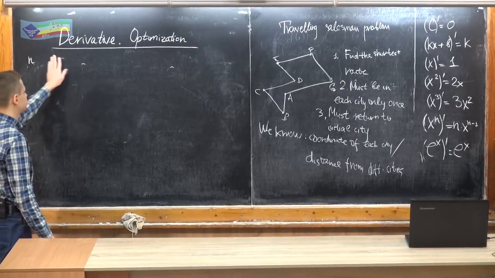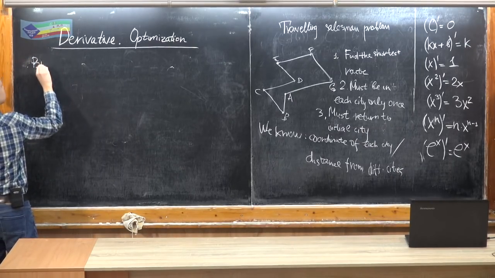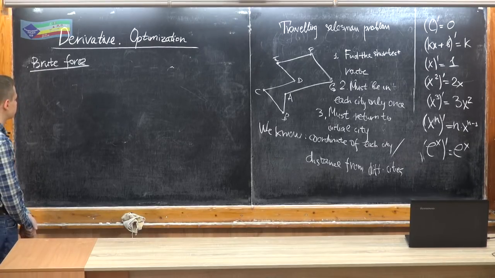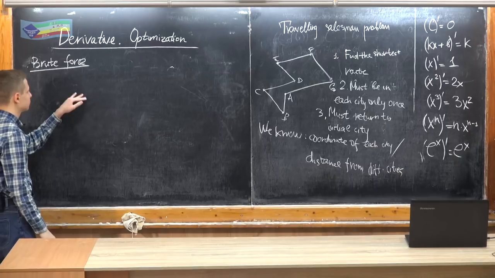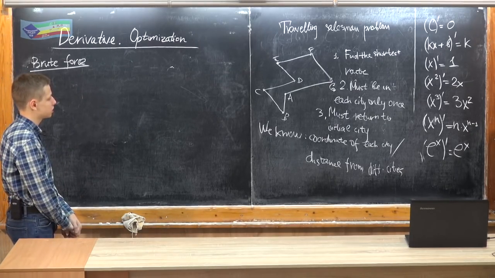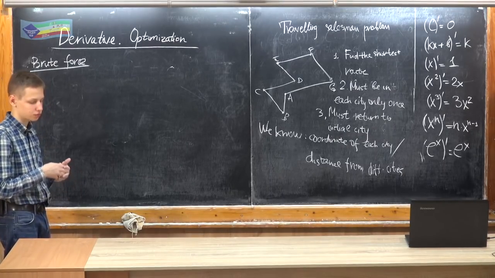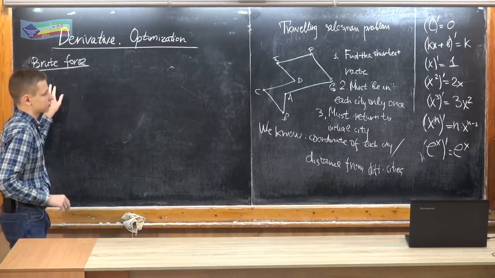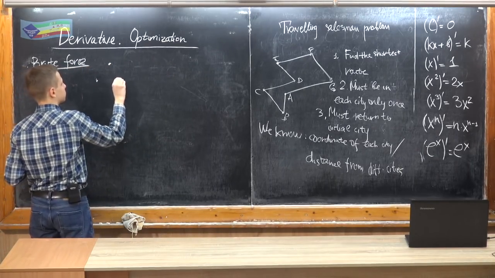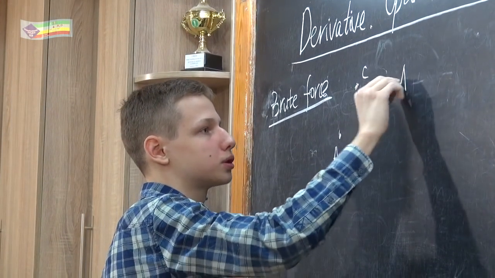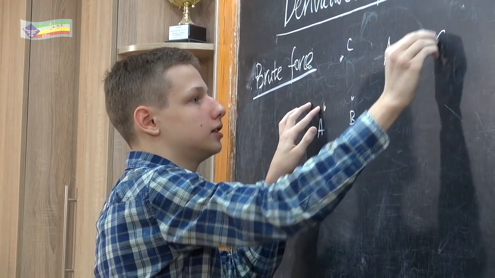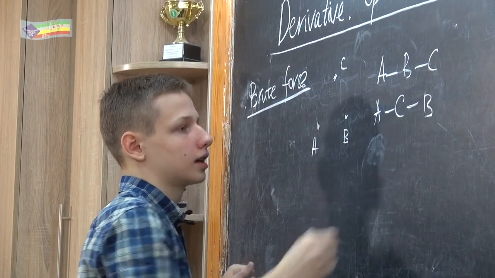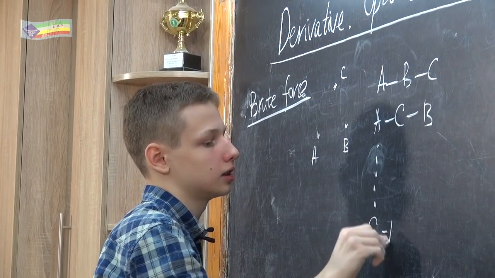So the first algorithm we are talking about is brute force. This is probably the most stupid algorithm which you can use in discrete optimization, because what it does, it just loops through each possible route, and then it finds the optimal one. So for brute force, for example, let's have a smaller number of cities, A, B, C, and it just loops through every possible route. So it means A, B, C, A, C, B, and so on. C, A, B.